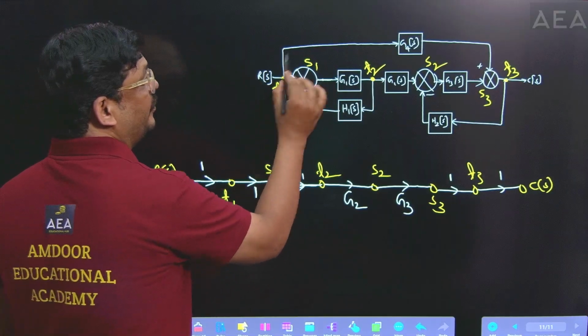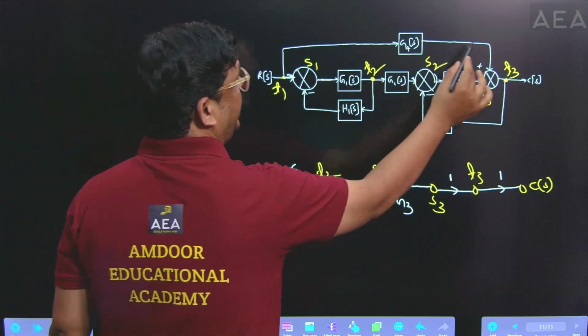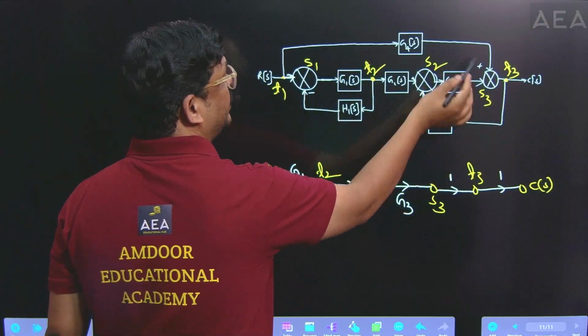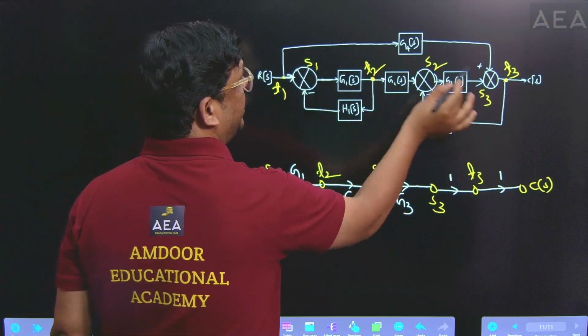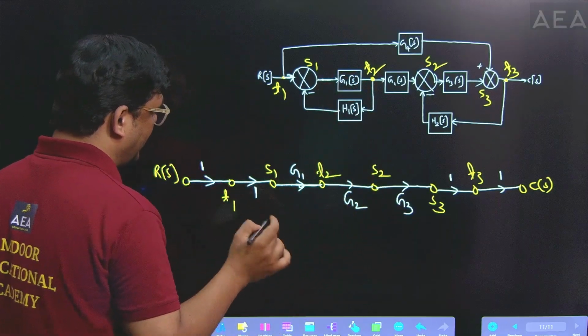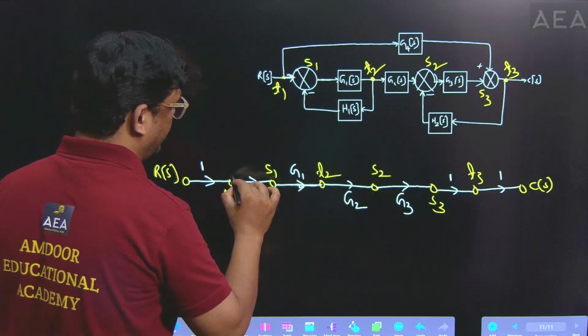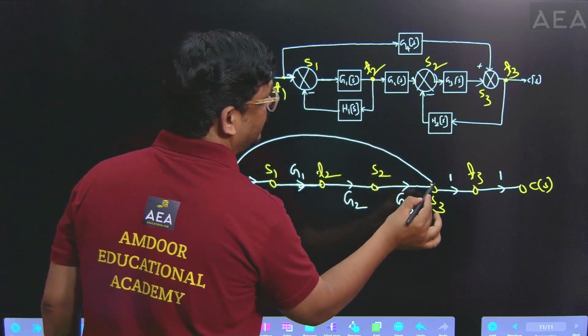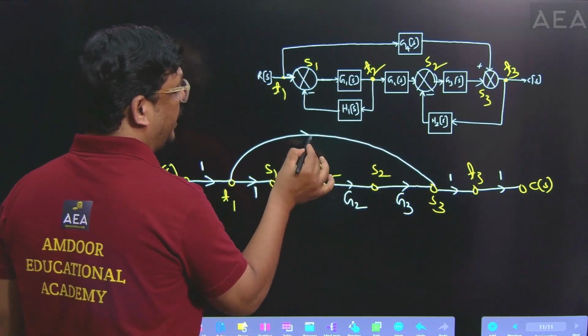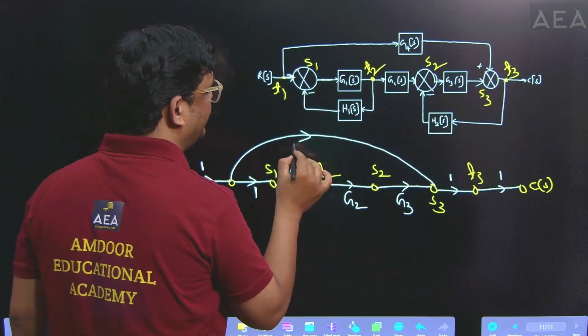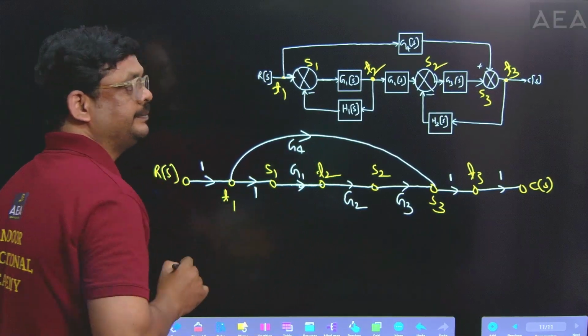Then go through the combinations. See, one forward path is defined here from T1 directly to S3. One path is defined from T1 to S3 with the gain G4. Then draw one line from T1 to S3, so draw one line like this directly. T1 to S3, write the arrow mark here and write the gain of this one is G4.